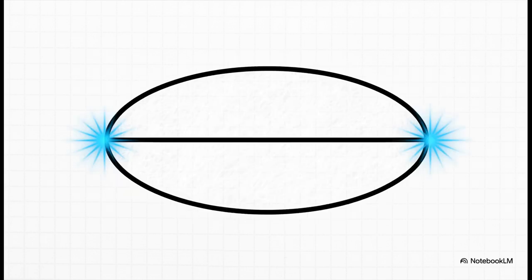So what about the two points at the very ends of that long major axis? Well, they get a special name, the vertices. They're simply the two points on the ellipse that are the absolute farthest apart from each other.